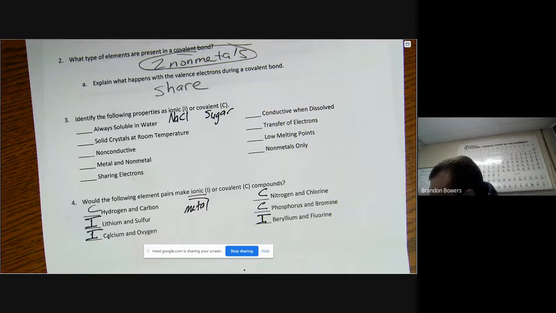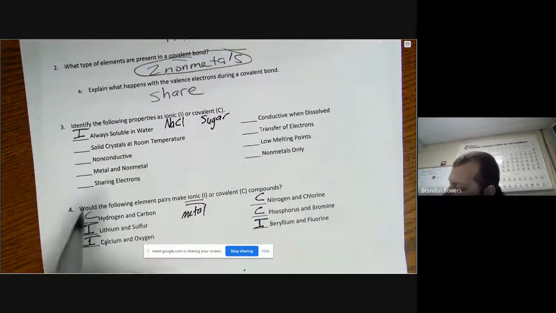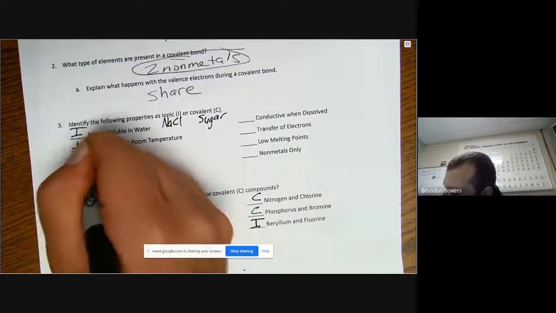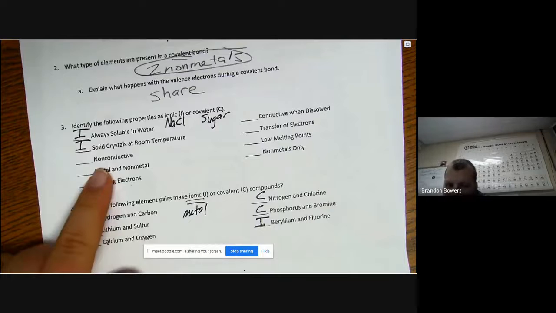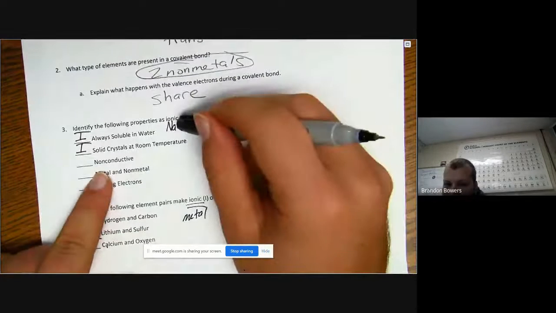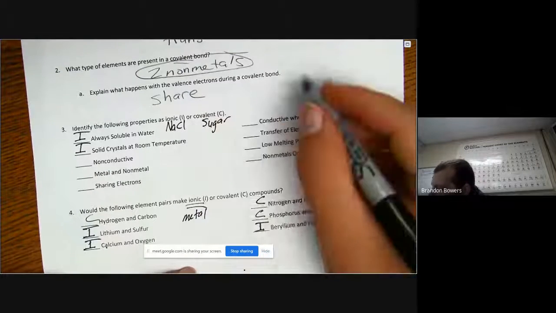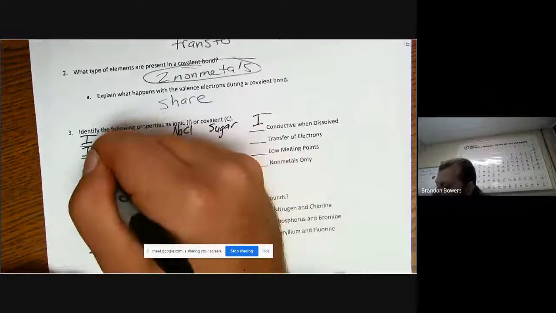All right, so which ones stirred in the water? Well, the salt stirred in, so that's ionic. Which one is crystals? The salt is the crystal, so that's ionic. Which one was non-conductive? So if you had the battery, you probably saw that the salt conducted electricity. NaCl conducted electricity, whereas the sugar or covalent compounds do not.